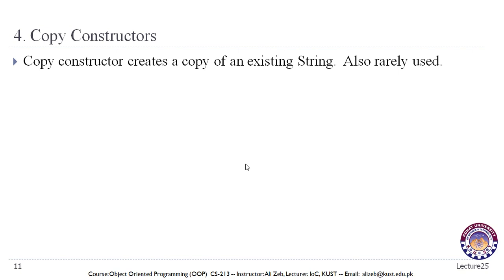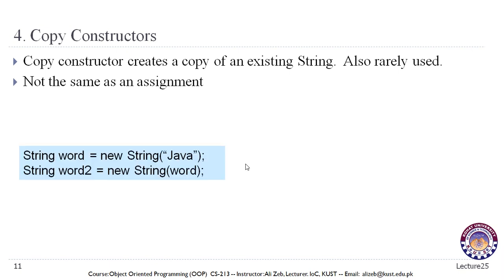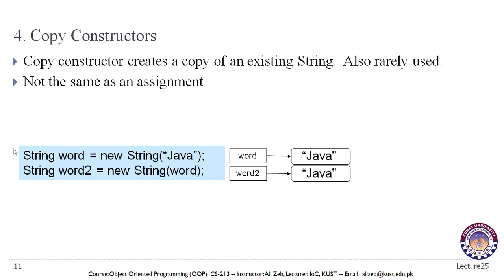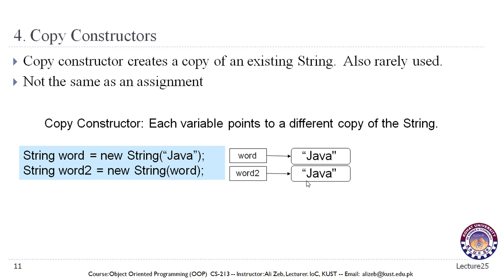Copy constructors. Copy constructor creates a copy of an existing string, or it is also rarely used. It is not the same as an assignment. So for example, we have this string that we initialize using the constructor of the string class to a word. Then if you want to, let's say, initialize another string to the same word, it will copy the constructor into this new object. So with copy constructor each variable points to a different copy of the string.